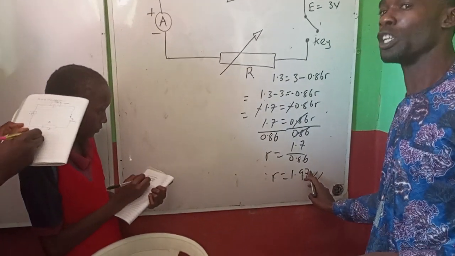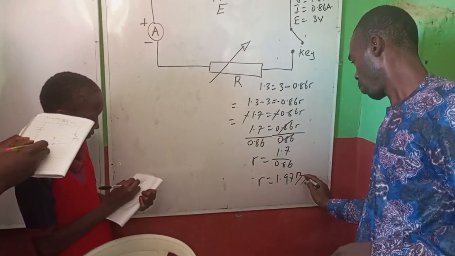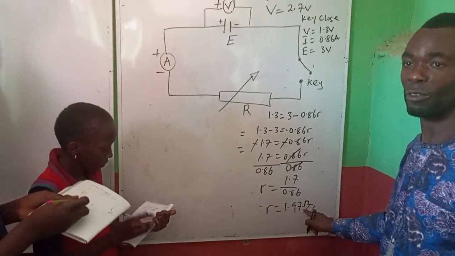Now, resistance is measured in what? Ohms. You put your ohms. You put the unit. In physics, we have units.